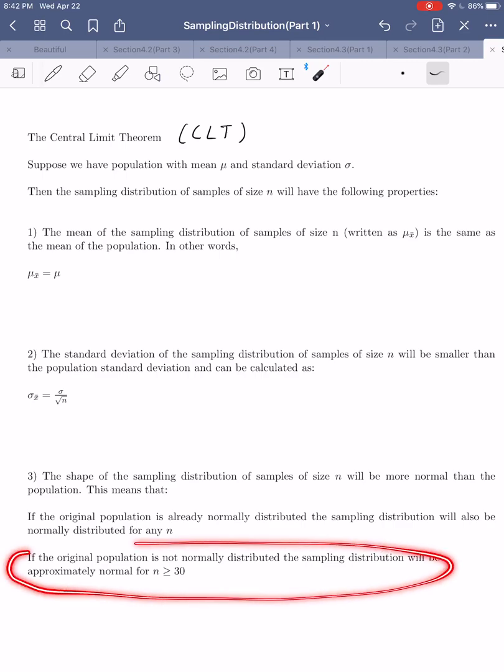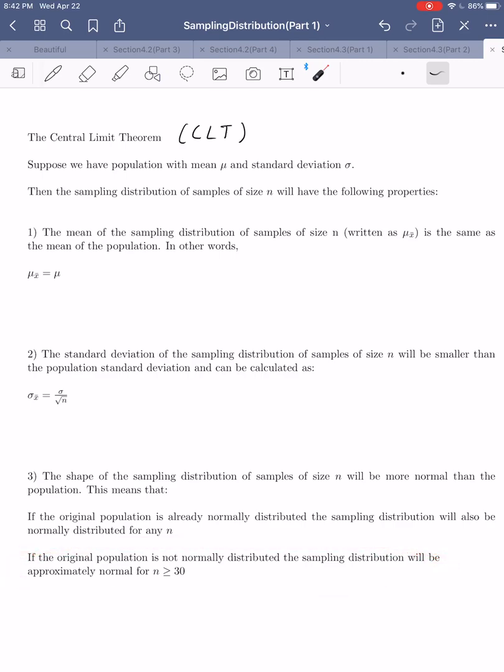More interestingly is this one. This one says that if the original population is not normally distributed, remember, we're very cautious around things that are not normally distributed because we don't have much that allows us to work with those, right? That z-score and that table A that we've been discussing throughout our entire class, those don't apply when things are not normally distributed. But this fact says that if the original population is not normally distributed, the sampling distribution will be approximately normal as long as the sample is size 30 or more.